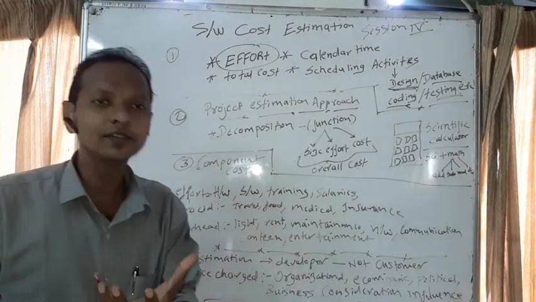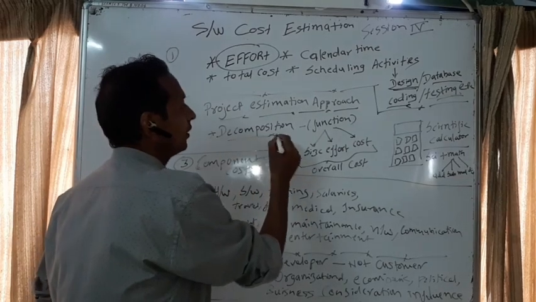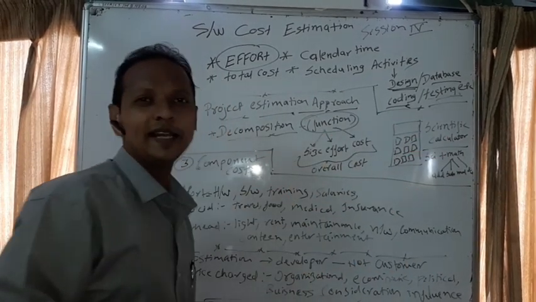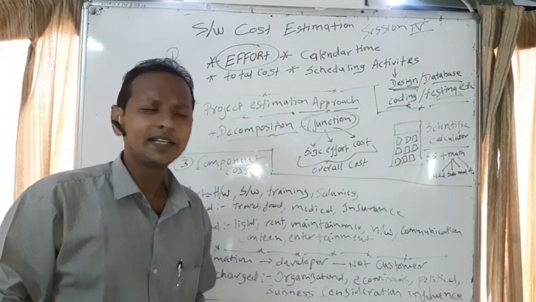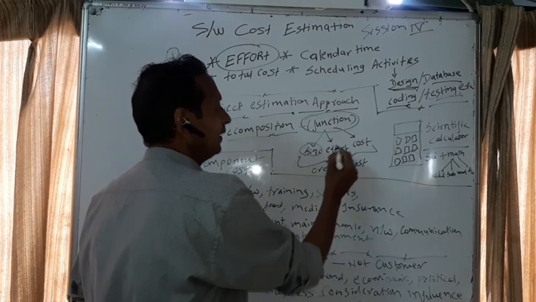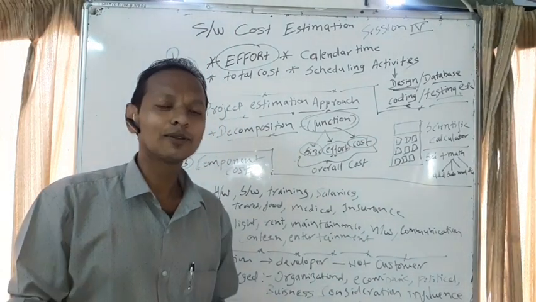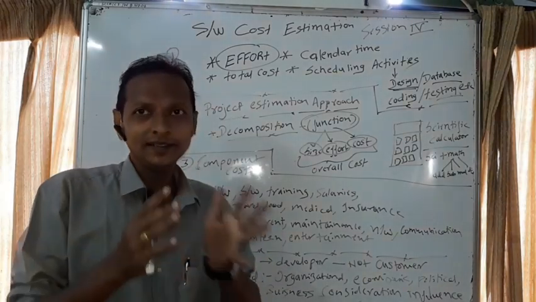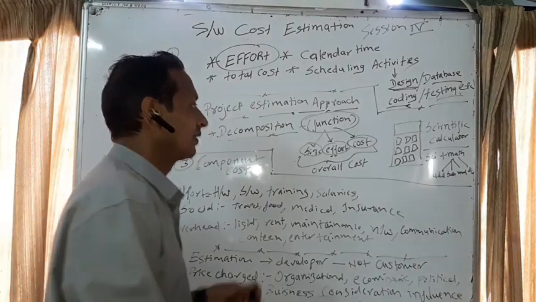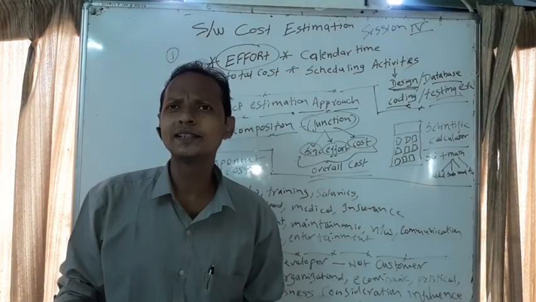Means a complete software or project is decomposed or broken down into separate functions, which you may also call tasks or activities. Then the size, effort and cost for each function is calculated, and when the functions are totaled, we decide the overall cost. Let's take a very simple example.